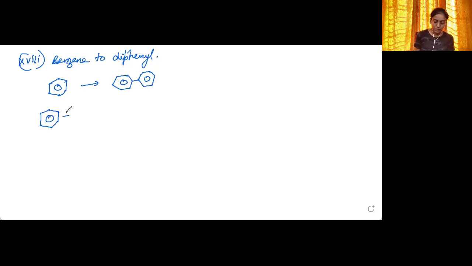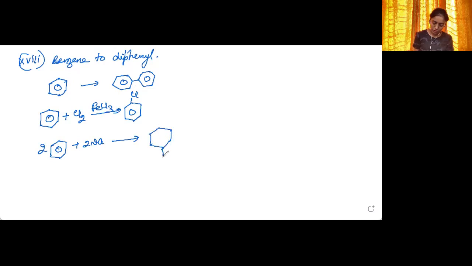First of all, we will convert this into chlorobenzene by its chlorination. Then you can take 2 molecules of this chlorobenzene and treat it with sodium metal. It will lead to the formation of biphenyl or diphenyl. It is the Fittig reaction.